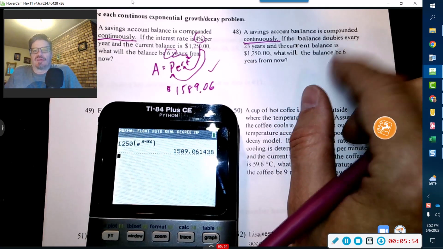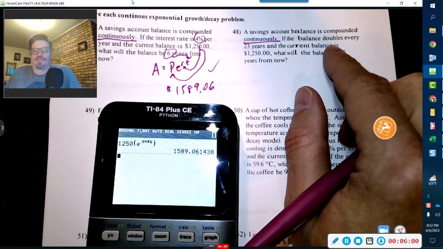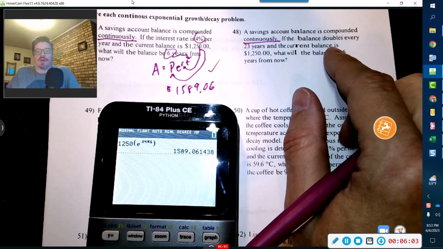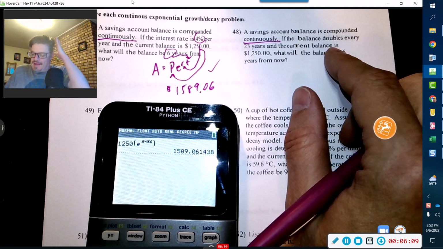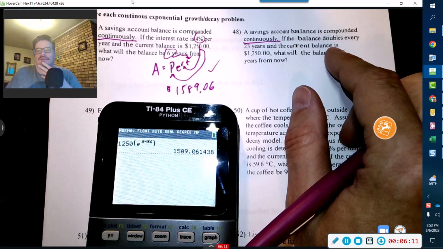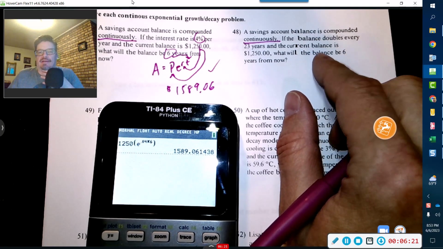So it doubles. So this means we don't know the interest rate. Okay. So every 23 years it doubles. Okay, I'm thinking of the rule of 72. So I have to get away from that for a second so that I can explain this a little better, because this might be outside of our purview here.